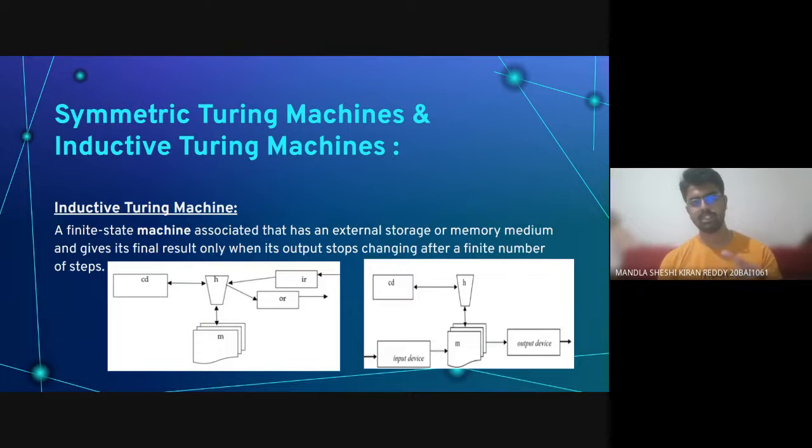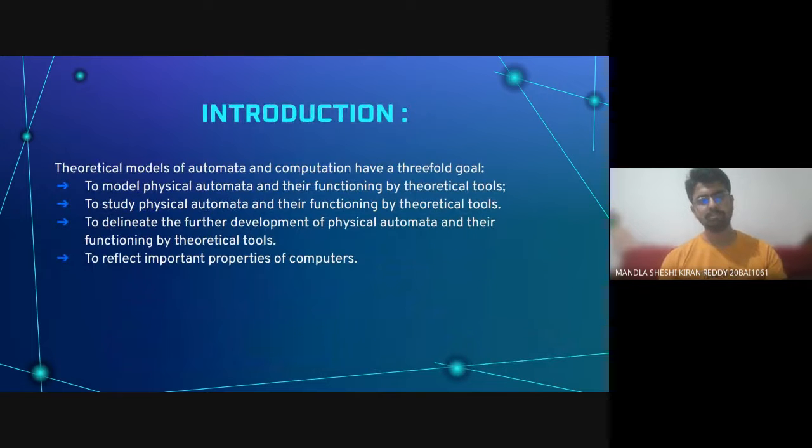So we learned about the symmetric Turing machine and the inductive Turing machine. Next, going deeper, theoretical models of automata and computations have a fourfold goal. The first one is to model physical automata and their functioning by theoretical rules. The second, to study physical automata and their functioning by theoretical rules. The third, to delineate the further development of physical automata and their functioning by theoretical rules. The fourth, the most important, to reflect important properties of the computers.